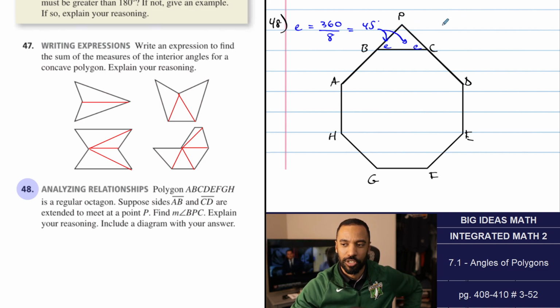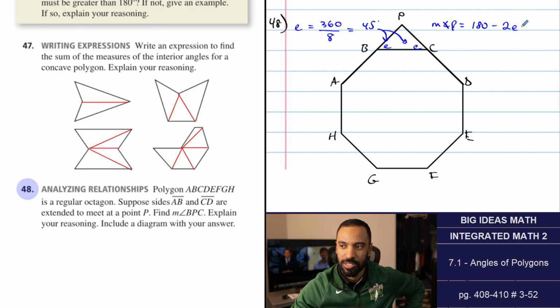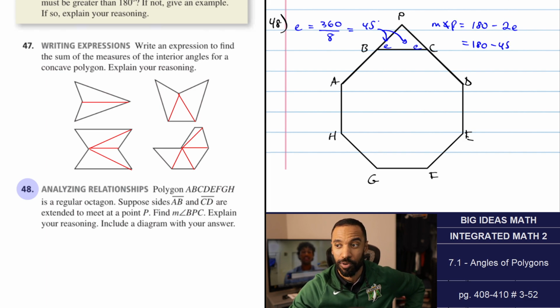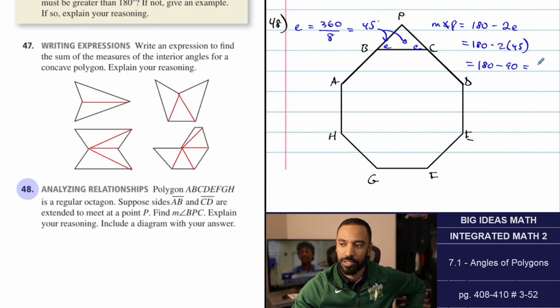This is the third angle of a triangle. So measure of angle P is 180 minus both of those E's, which is 180 minus 45, 2 times 45, which is 180 minus 90, which is 90 degrees.